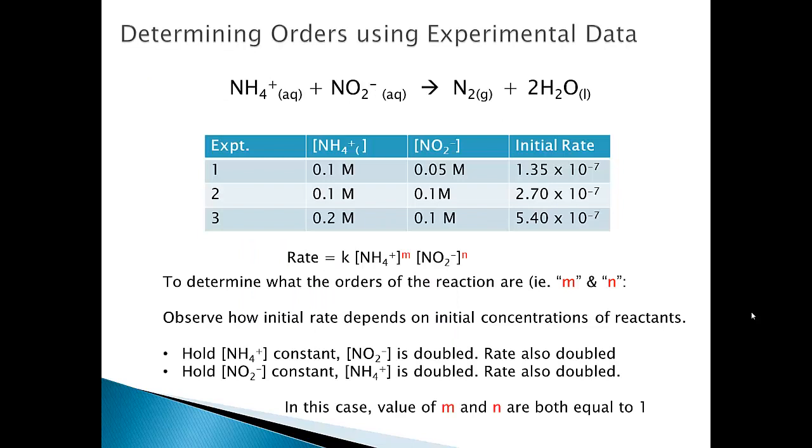So how do we determine the orders using experimental data? In this example, you can see if we double the concentration of NO2 minus while keeping the NH4 plus steady, the initial rate doubles, and the same is true if we do the opposite. If we hold our NO2 minus steady and double the amount of NH4 plus, then we double the reaction rate as well, which means it's first order in both the NH4 plus and the NO2 minus, so m and n are both 1, which means the overall order is going to be 2.